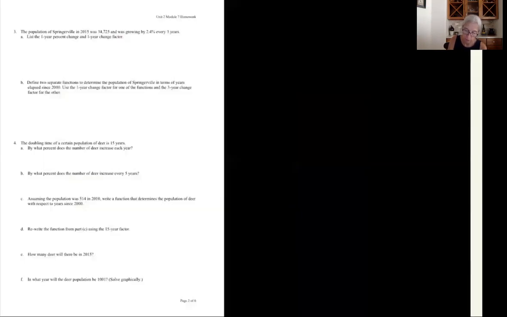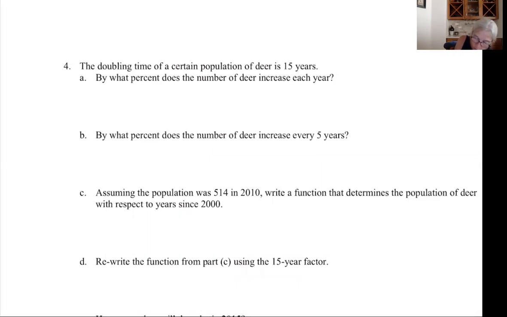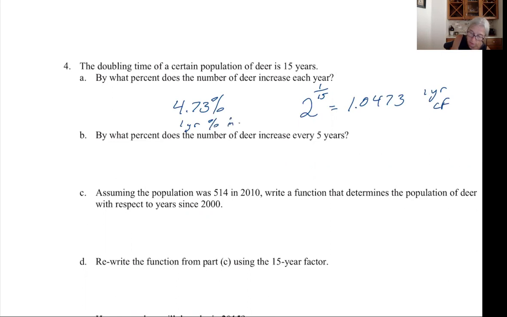So let me go back and fill that in here. By what percent does the number of deer increase each year? 4.73%. And how did I find that? I took the doubling time of 15 years. So 2 to the 1/15th power equals my 1-year change factor, which is 1.0473. That's my 1-year change factor. So this is my 1-year percent increase.